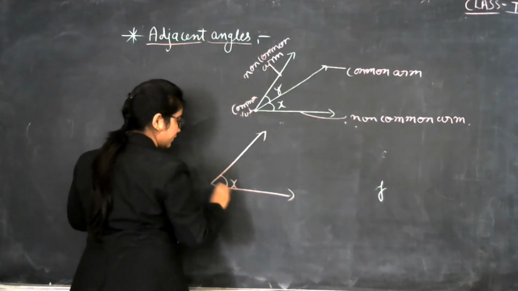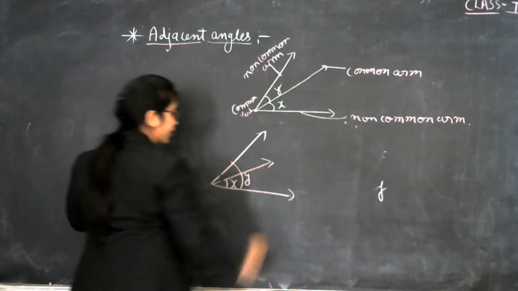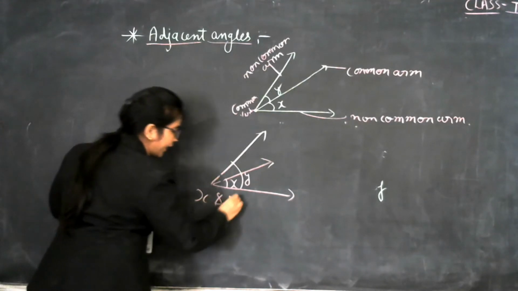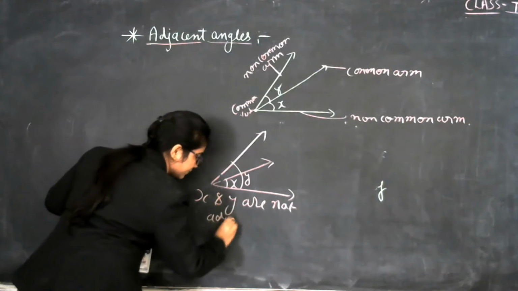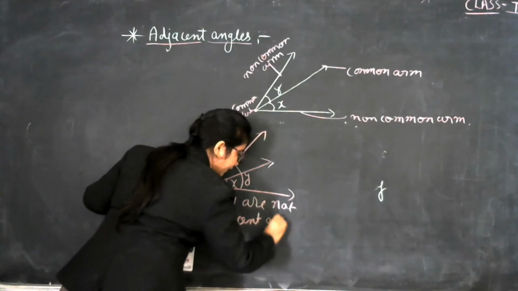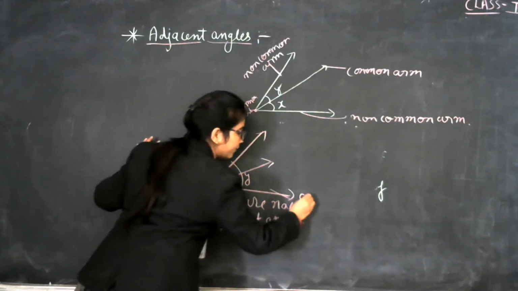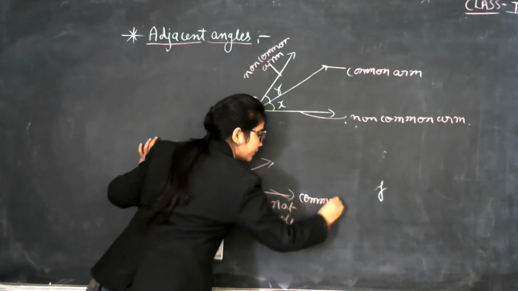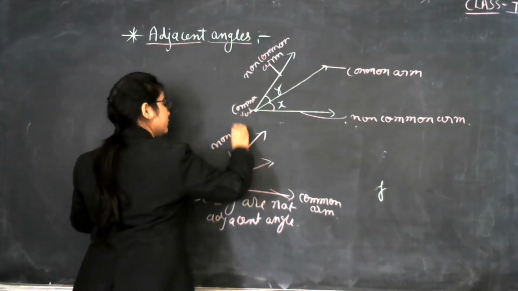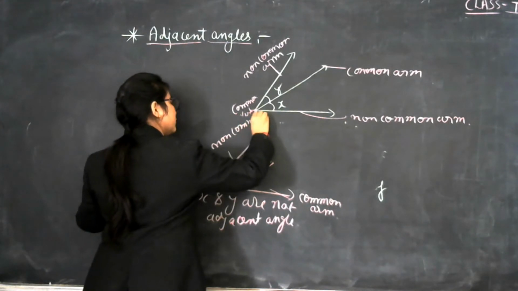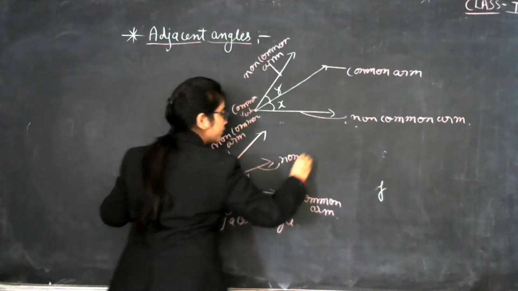Suppose this is x and this is y. Here you can see x and y are not adjacent angles. Why? Because here you can see this is the common arm, this is the common arm, and this is the non-common arm, and this is also a non-common arm.